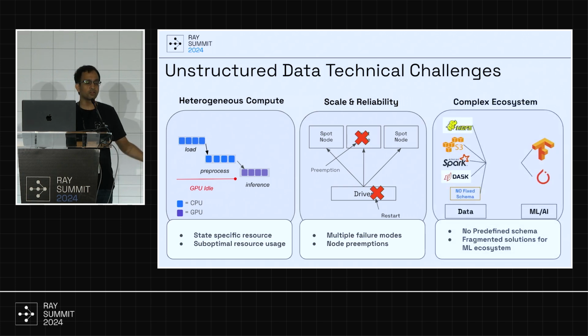Next is the sheer complexity of the ecosystem. On one end, you see in these unstructured data pipelines different data sources, different formats of data, predominantly with no defined schema.